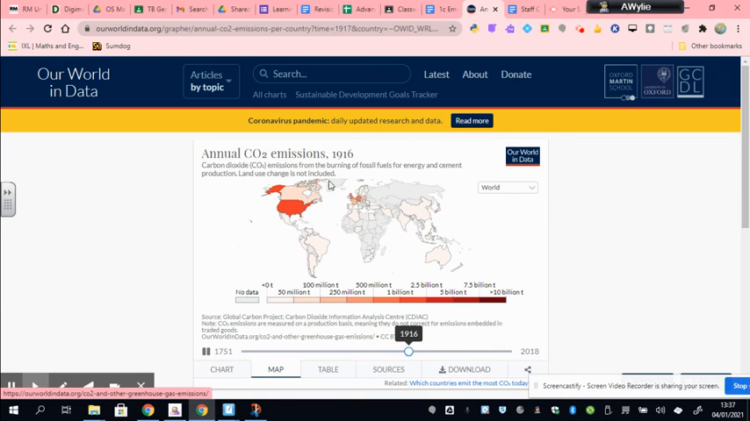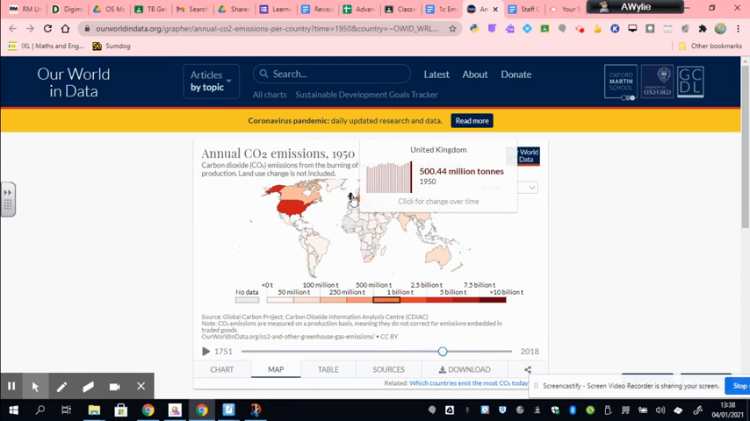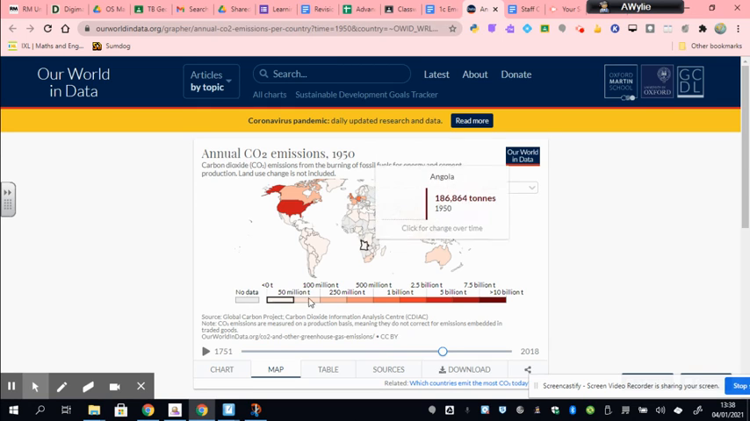We're now 1910, 1920, 1930, 1940. Let's just stop it at 1950. We can now see that the world's worst is the United States. 2.54 billion tons of carbon dioxide was being emitted. We in Britain, there we are, 500. That's Germany, 510. Lots of the world still not really having either no data or very low amount.